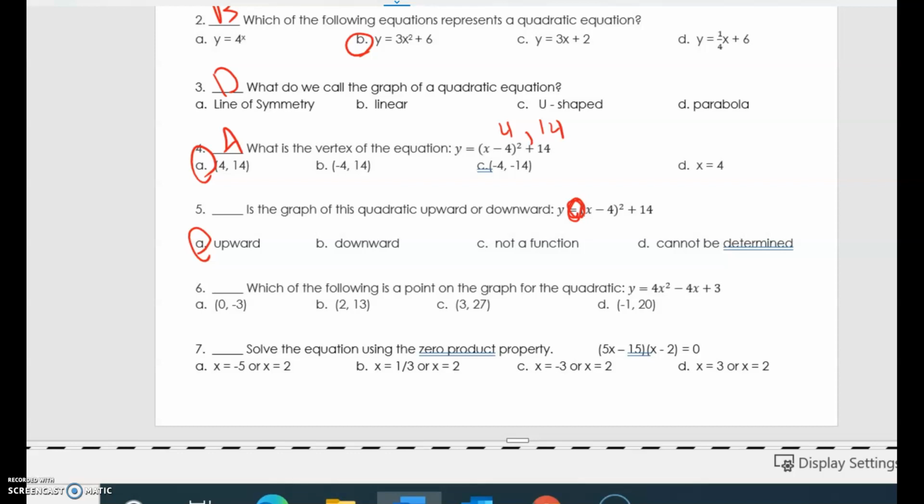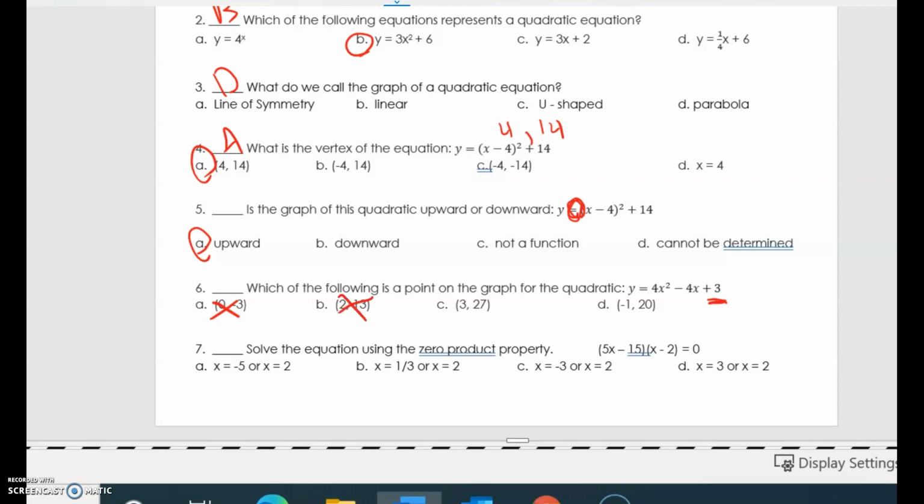Which of the following is a point on the graph of the quadratic? So what we have to do is plug these points in and see which one would be a point. If we were to plug 0 in, we would get positive 3. So this is not a point. If we plug 2 in, let's see. I'm going to take my calculator and plug 2 in for x. 4 times 2 squared minus 4 times 2 plus 3. That's 11. So that doesn't work.